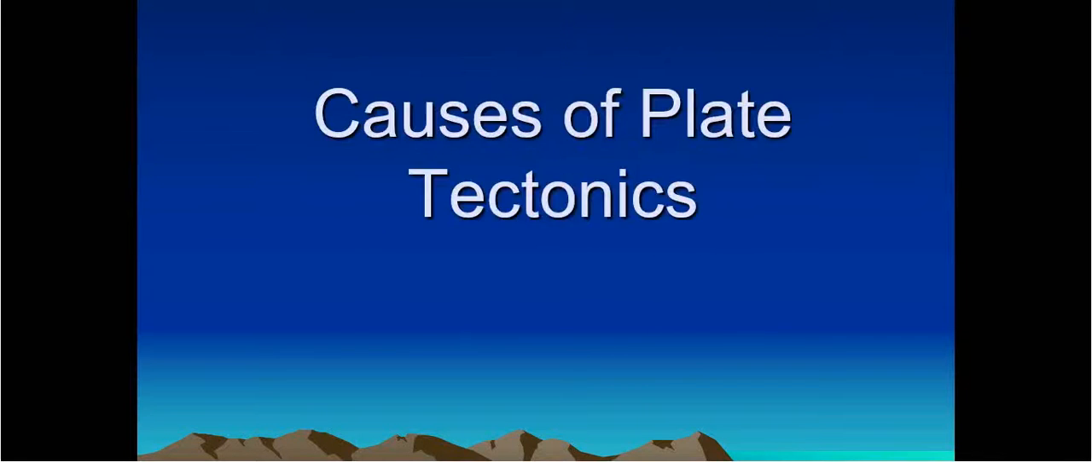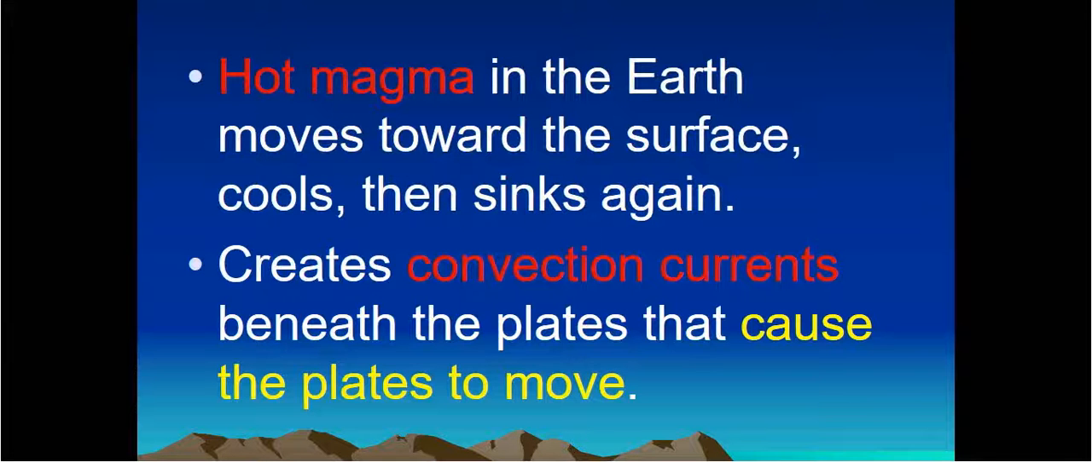Now we come toward our final topic, the causes of plate tectonics. What are the main causes which cause plate tectonics? The convection current inside the Earth is the main cause of plate tectonics. The hot magma inside the earth moves upward toward the surface, cools, and then sinks again, creating a convection current beneath the plates that causes the plates to move.